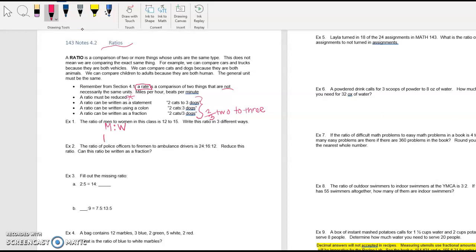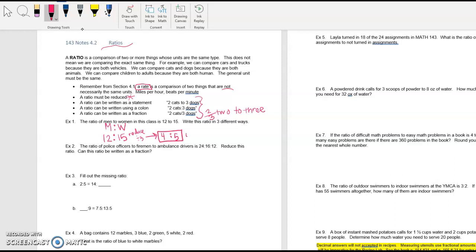So men would be 12 because that came first. And women would be 15. Now, before I write it, I need to reduce. So these can both be reduced by, let's see, 3. Okay, we're going to divide each of these terms by 3. And my new ratio, 12 divided by 3 is 4, and 15 divided by 3 is 5. So there is one of the ways that I can write this ratio.